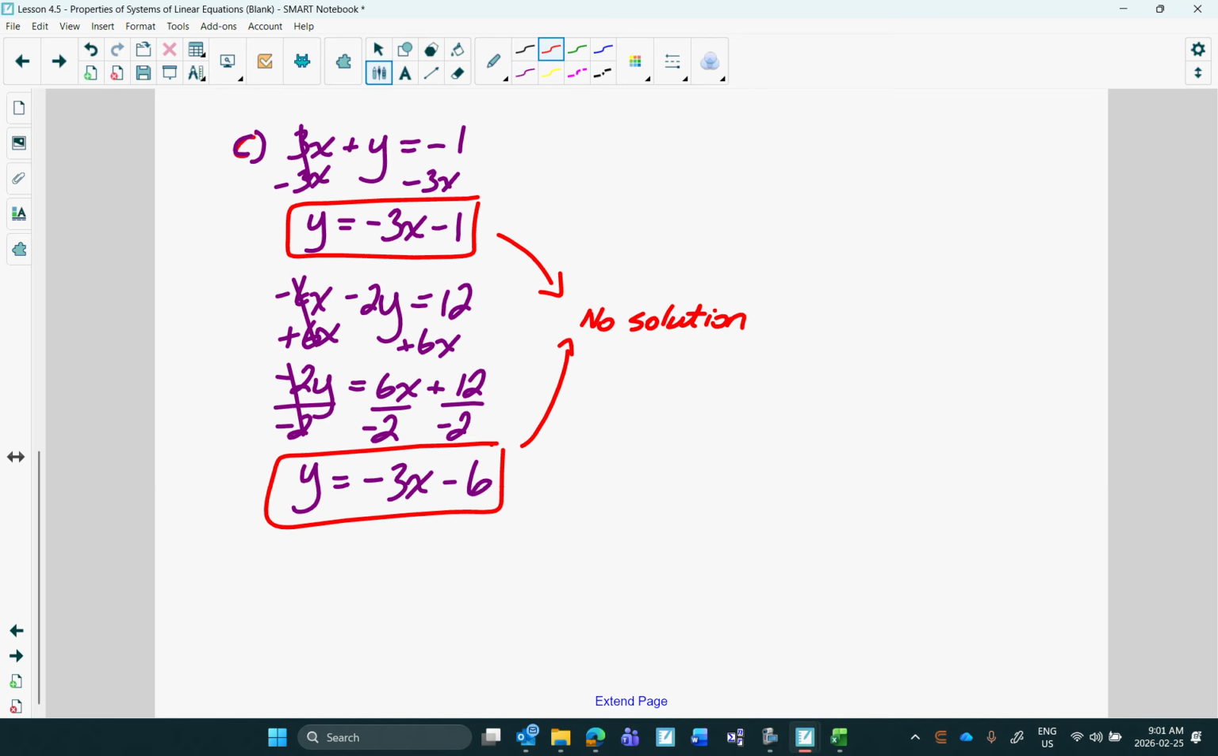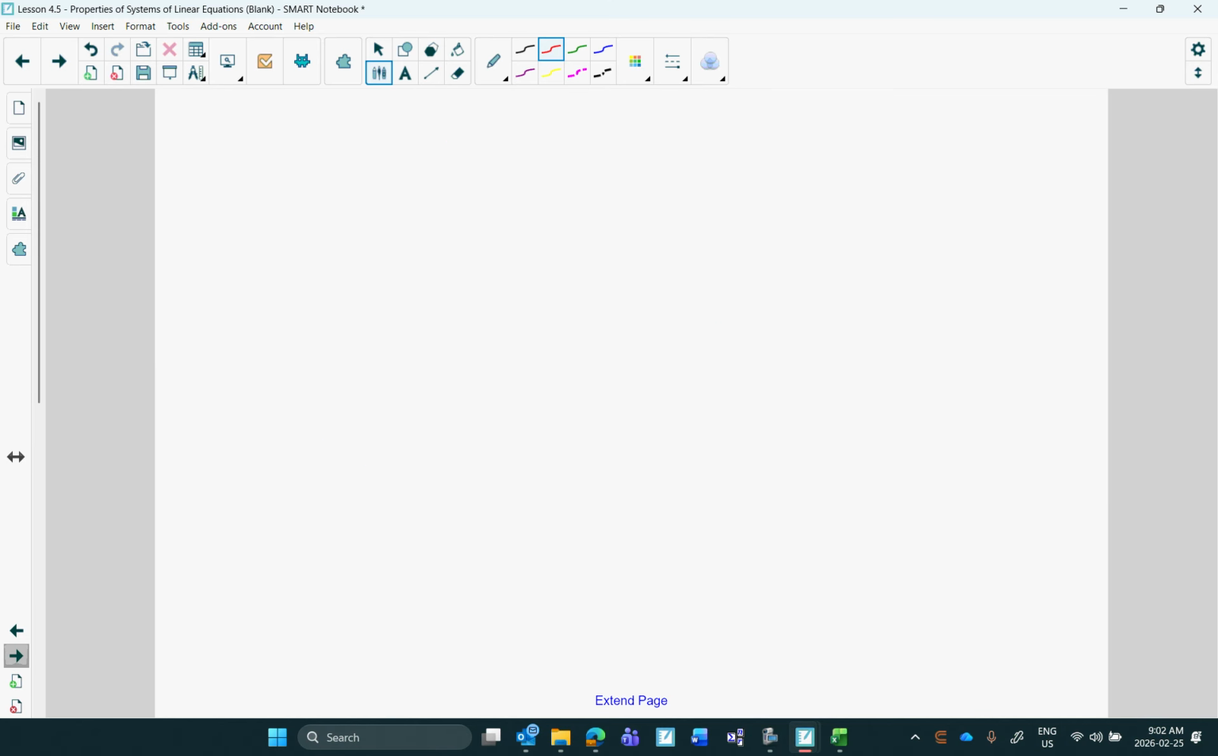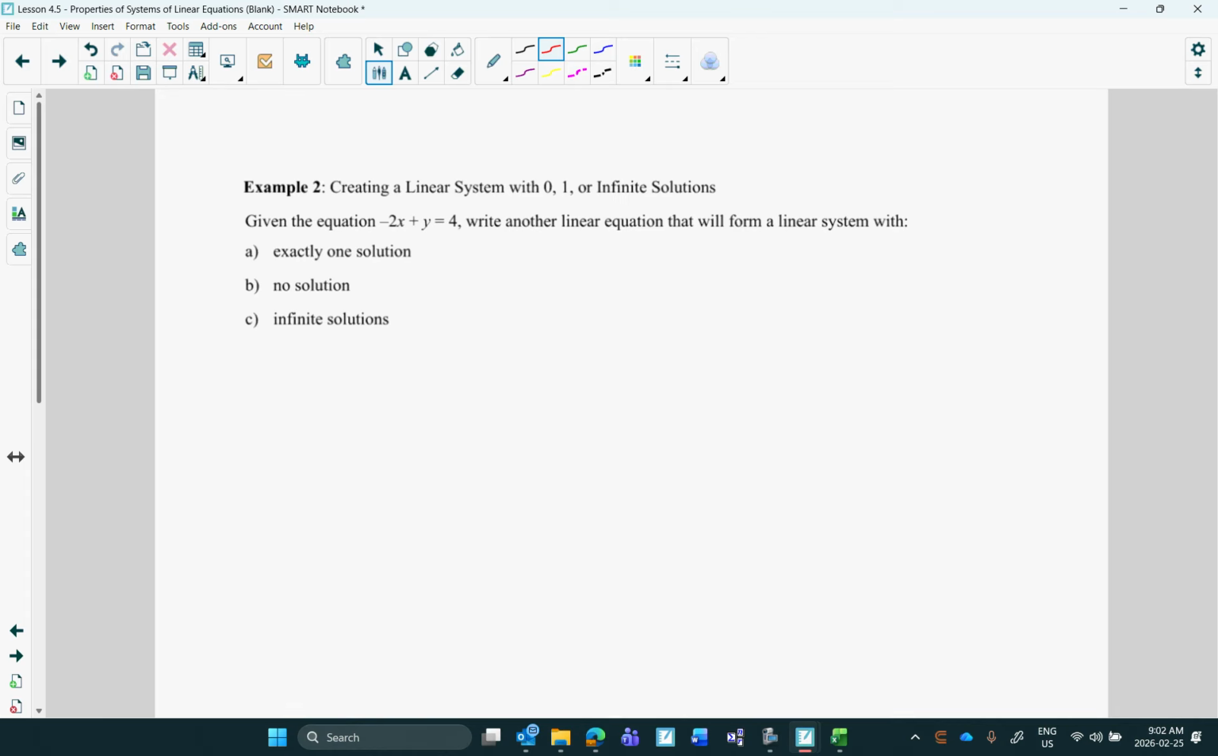Okay, last example. We're given one equation. We're asked to find the second equation in the system so that both have either one, no, or infinite solutions. What should I do with this first? Put it into slope-intercept form. I just have to add 2x to both sides. So I get y equals 2x plus 4.